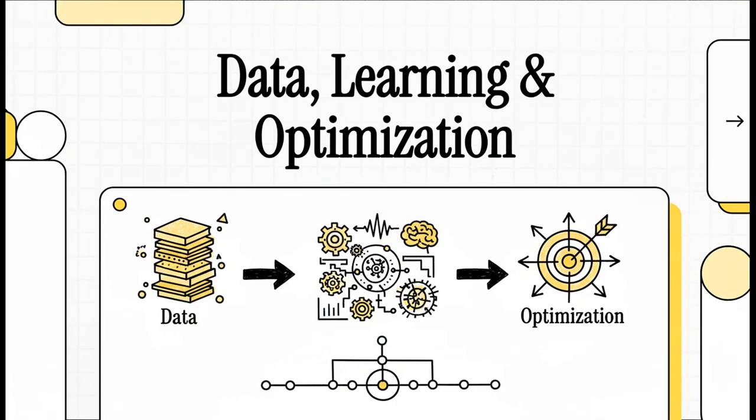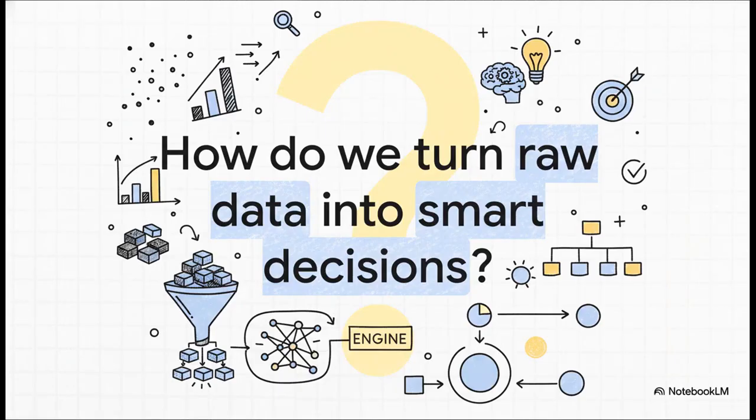All right, let's dive in. Today we're going to untangle three huge ideas that are pretty much running the world right now: data, learning, and optimization. We're going to see how they all fit together. You know, how we go from just a mountain of raw information to making really smart decisions. And really, it all boils down to this one massive question.